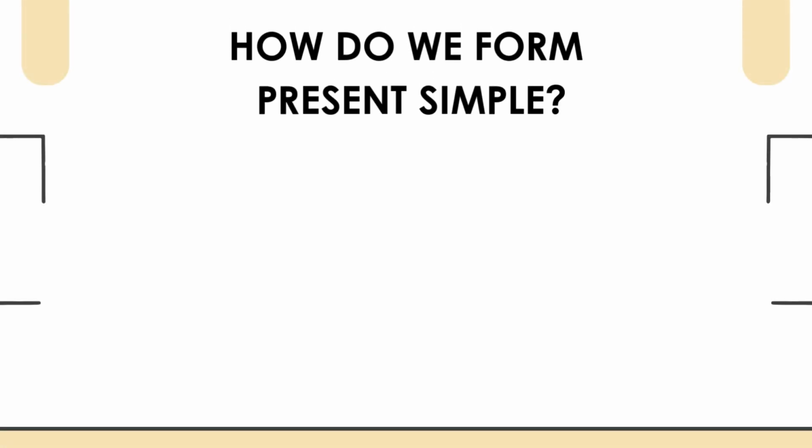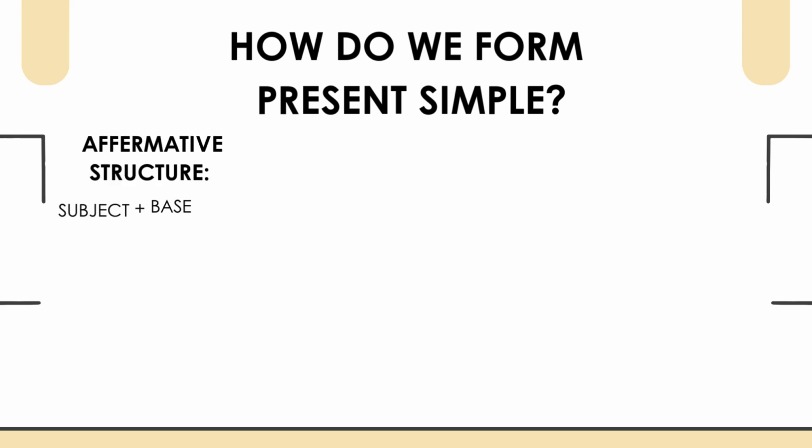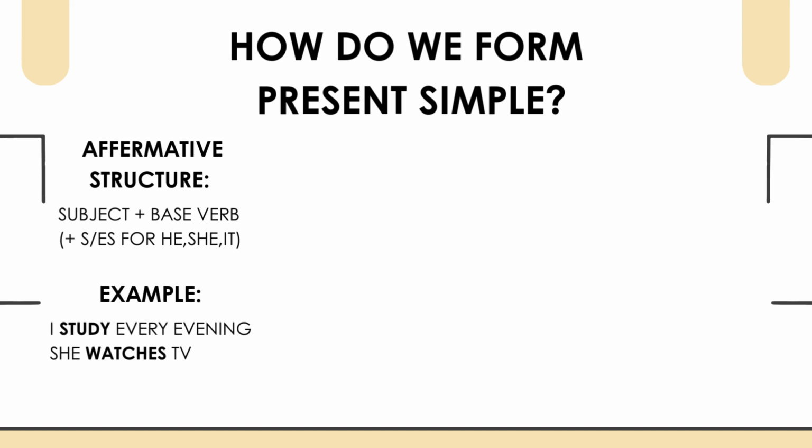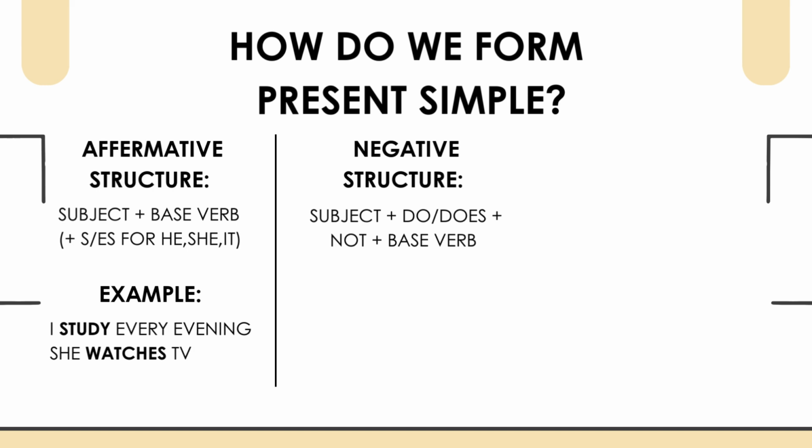Now, let's look at how to form the present simple tense. First, we have the affirmative structure. It's simply subject plus base verb. But remember, for he, she, it, you need to add s or es. For example, I study every evening. She watches TV. Next is the negative structure.